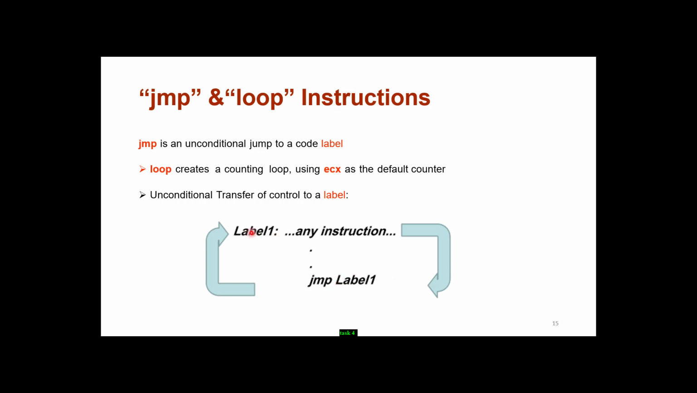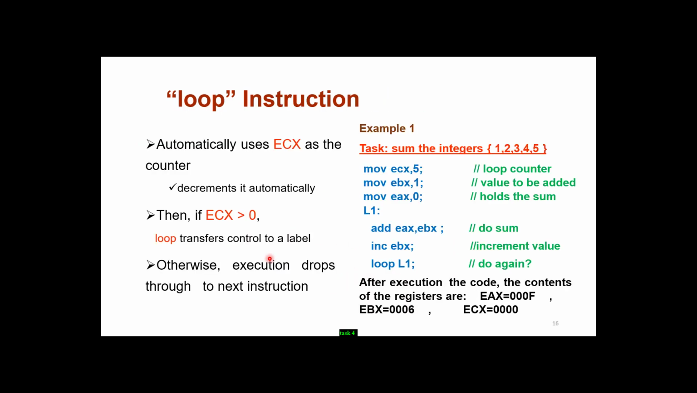You need to jump to a certain label in order to do the jump and loop. Here are some examples about the loop instruction. In the loop instruction, the most important part is cx. cx acts as your counter. How many times you want to do a loop, then you need a counter.